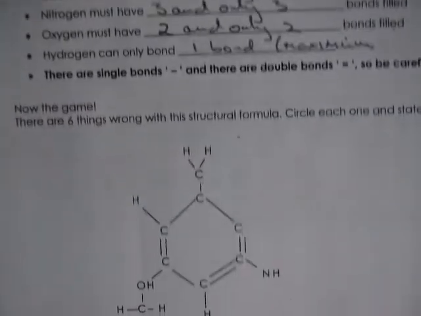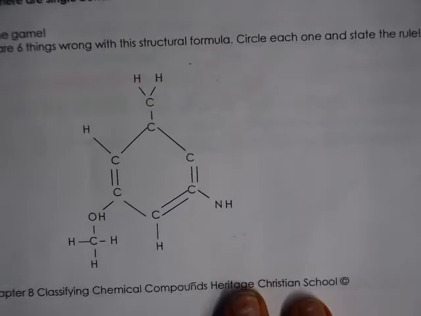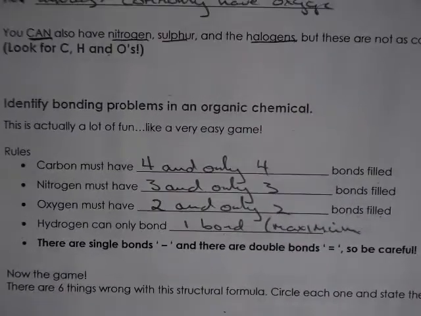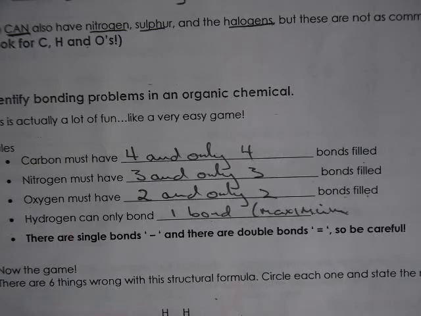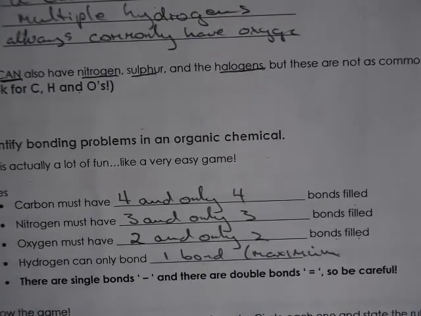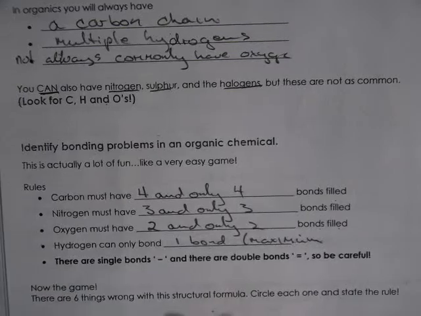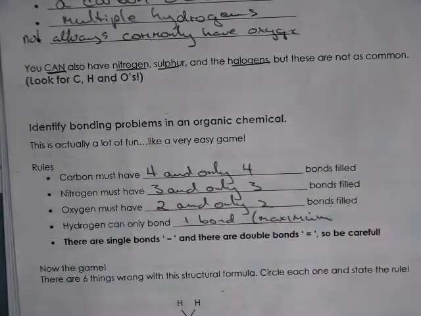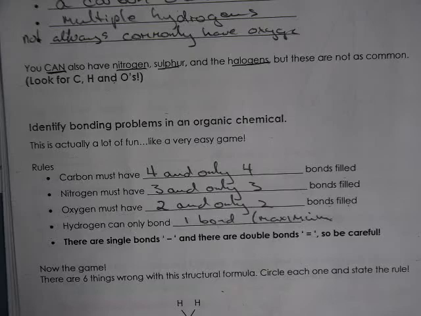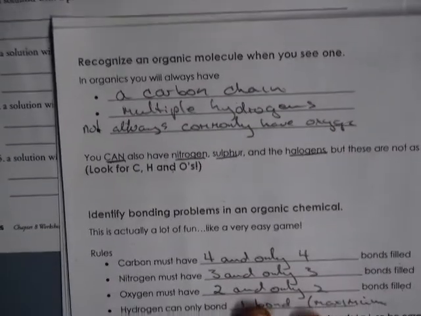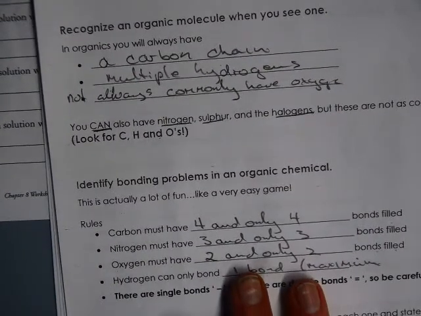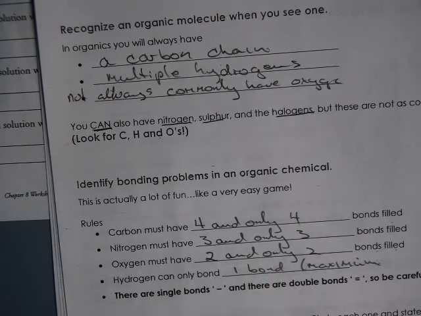Okay? Now, are you okay? I see that panic look in your eye. Are you panicking, my dear? Just a little bit. How many what? 4, this one here, carbon must have 4 and only 4 bonds. No, in organics you always have carbon chain, multiple hydrogens, and commonly oxygens. Okay, cool. You can have other stuff, but they come and go. Okay?